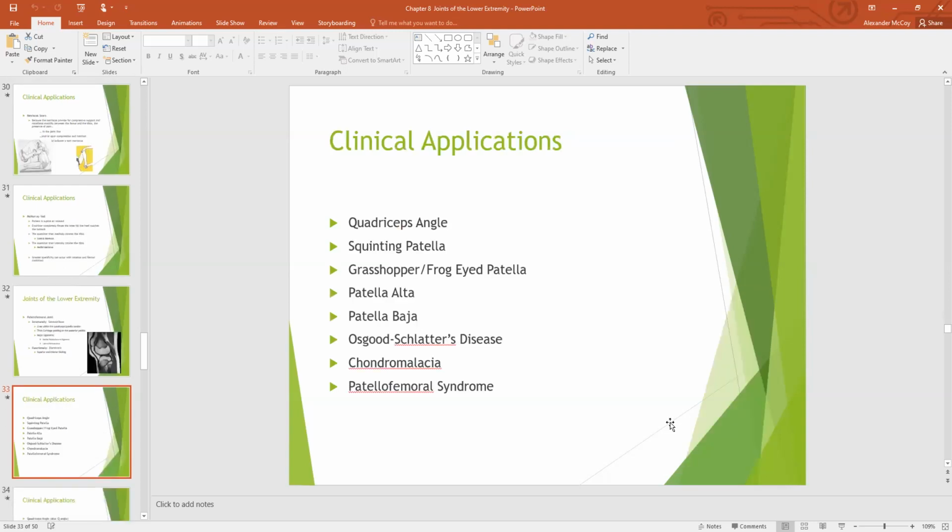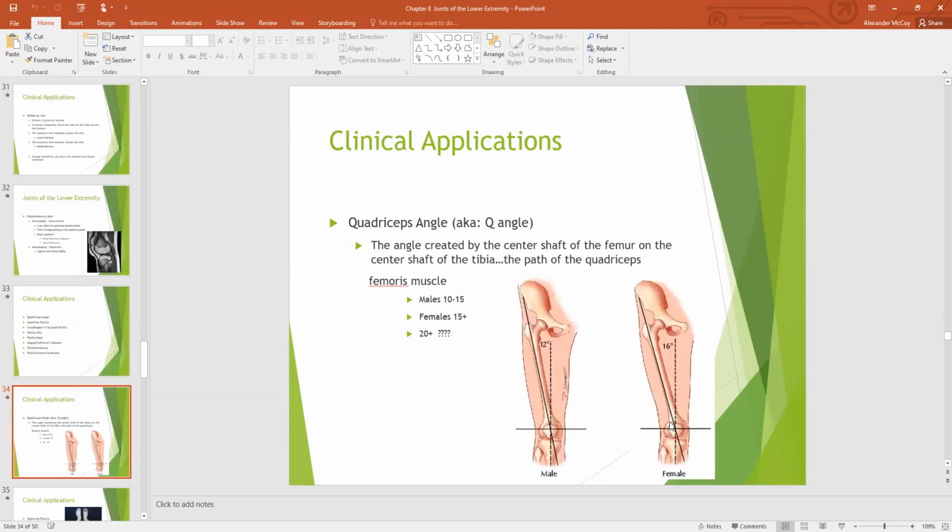So let's talk about some clinical rotation applications as we're kind of wrapping this up. Maybe you'll see yourself in some of this. I hope that it's helpful for you. So the Q angle, or the quadriceps angle. This is the angle that is created by the center of the shaft, so this line right here, and the path of the quad. So basically the straight up and down.